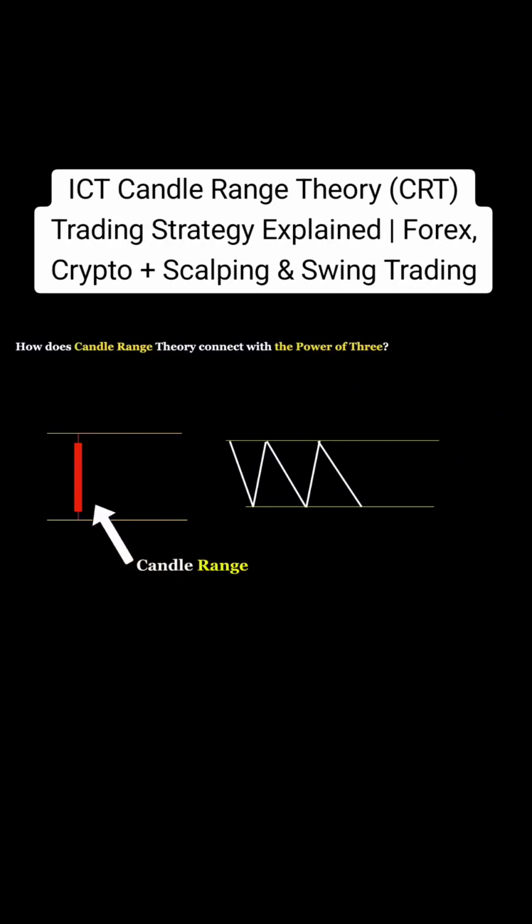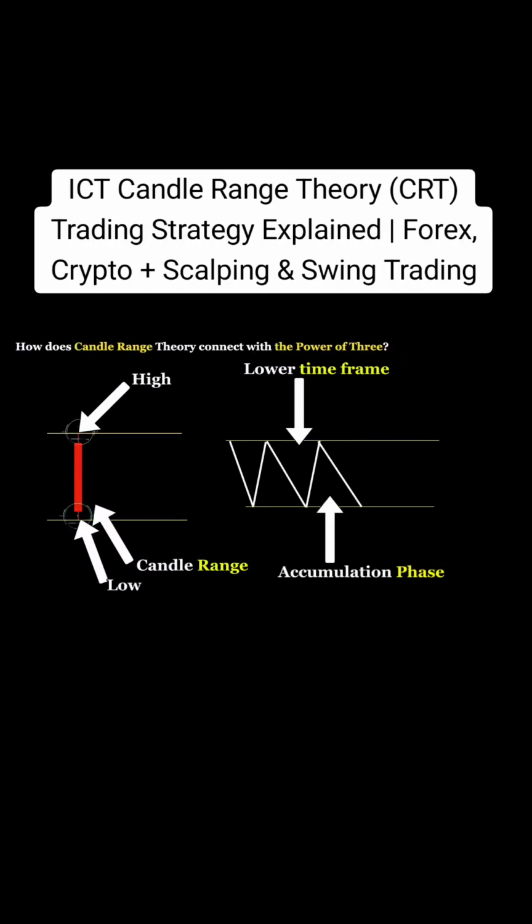Candle range theory works as your leading indicator on the higher time frame. That single candle, with its high and its low, sets the range where the game will be played. But inside that same candle, on a lower time frame, the power of 3 is unfolding step by step. Think of it like this. The first candle in CRT defines the high and low. This is the accumulation phase on the lower time frame. Price is consolidating, smart money is building positions, and liquidity is stacking at both ends of the range.